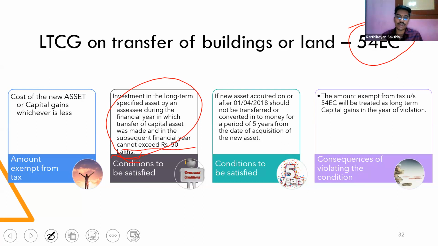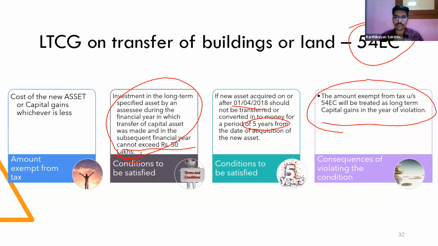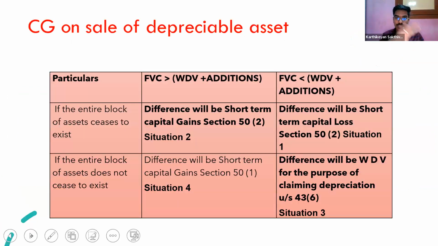The next point is if it is acquired on or after 1st April 2018, for a period of 5 years you should not sell the new asset. If you sell the new asset within a period of 5 years, whatever amount has been exempted under section 54EC will be taxable in the year of violation. So first, till this, is it clear? So that was in relation to sale of a normal capital asset, which is a land or building or both.